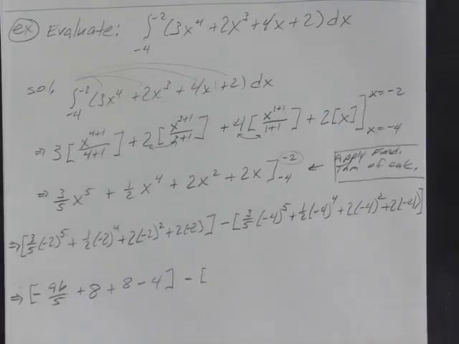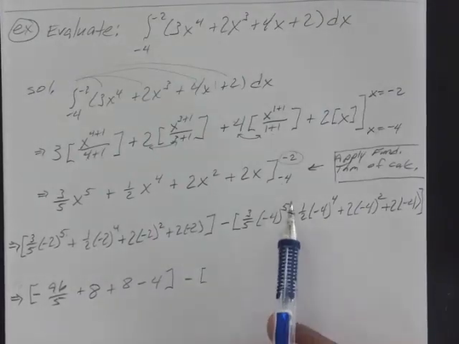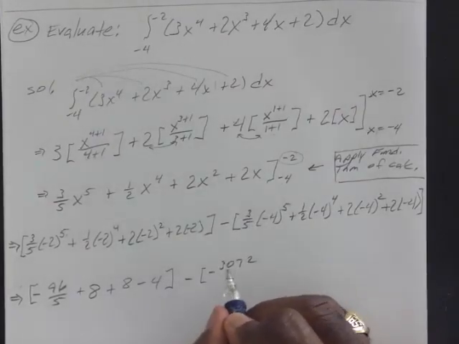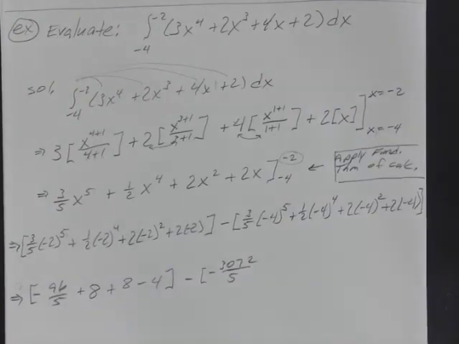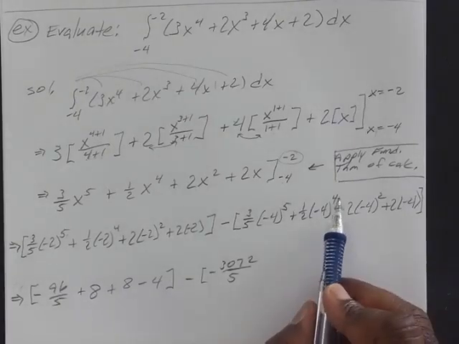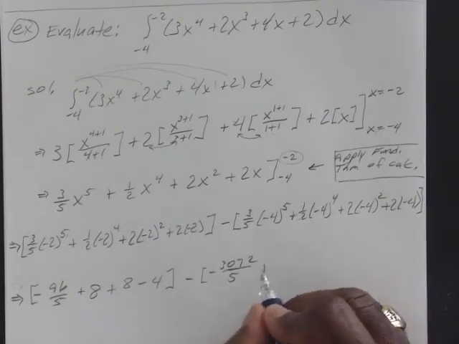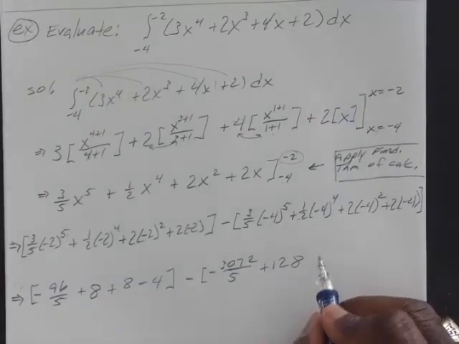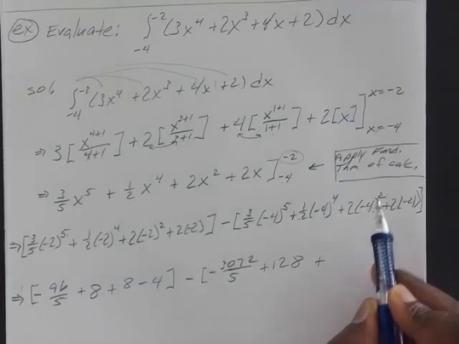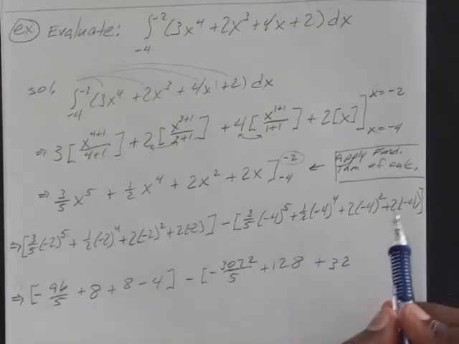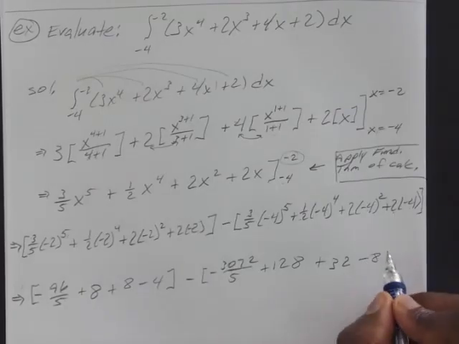Minus, we have -4 to the 5th power times 3 gives us -3072 divided by 5. Plus -4 to the 4th power divided by 2 is +128. Plus -4 squared times 2 is 32. And 2 times -4 is -8.